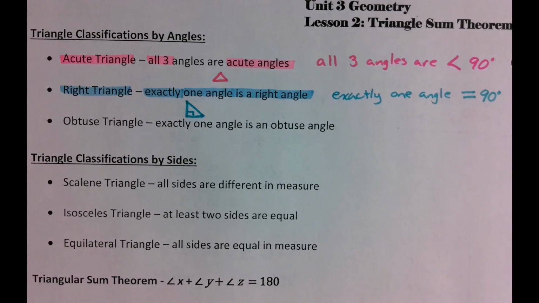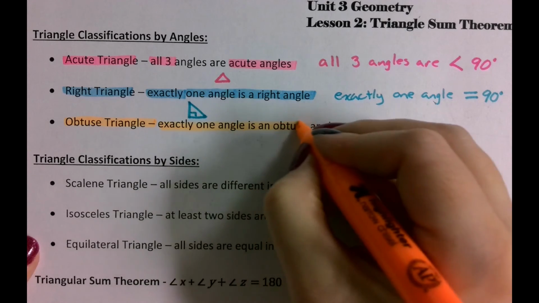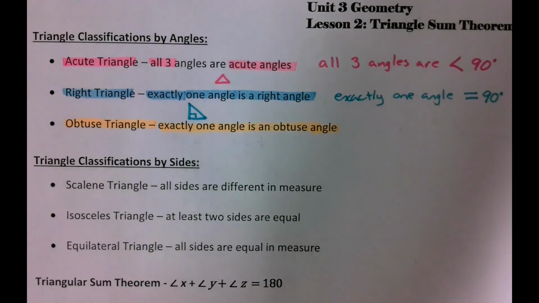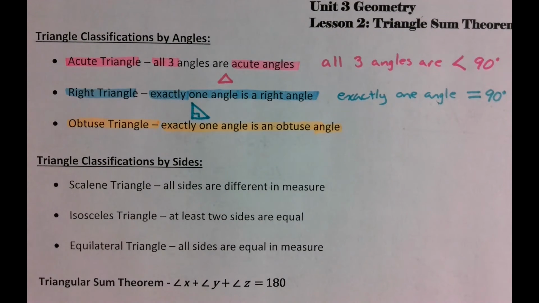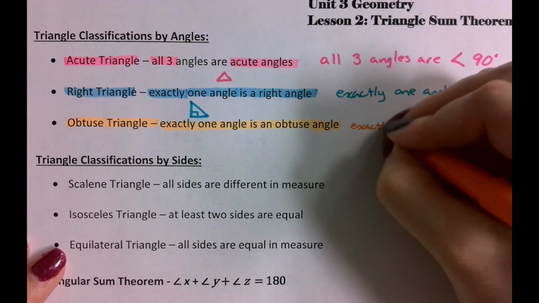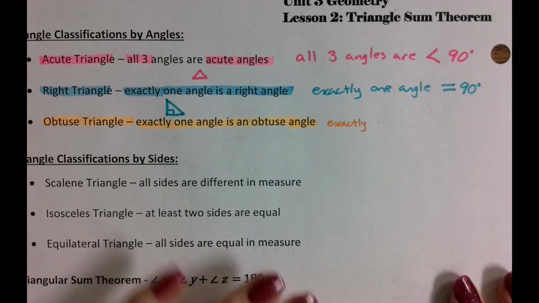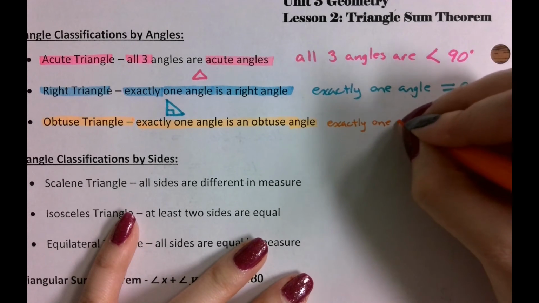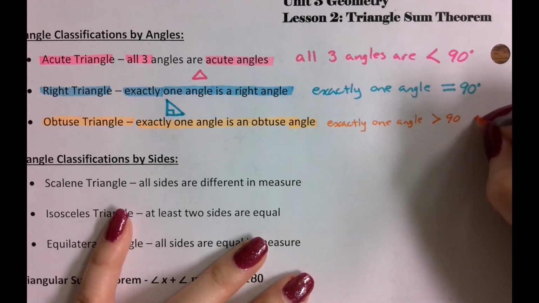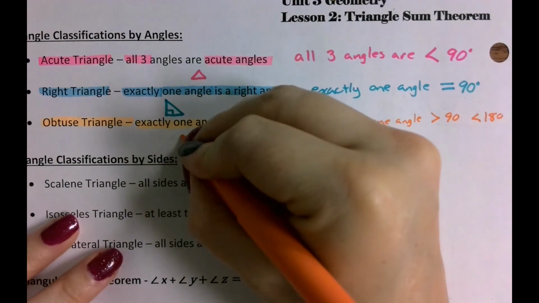Then we've got obtuse. An obtuse triangle has exactly one angle that is obtuse. What does obtuse mean? Greater than 90 degrees. So only one, because again, just like the right angle, you can't have more than one obtuse angle either. It's greater than 90 but less than 180. Has to be less than 180. Okay, so it's going to look something like this.